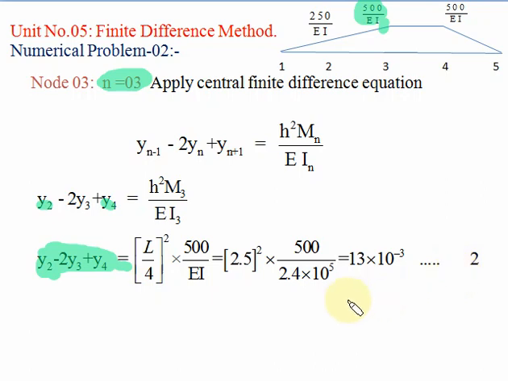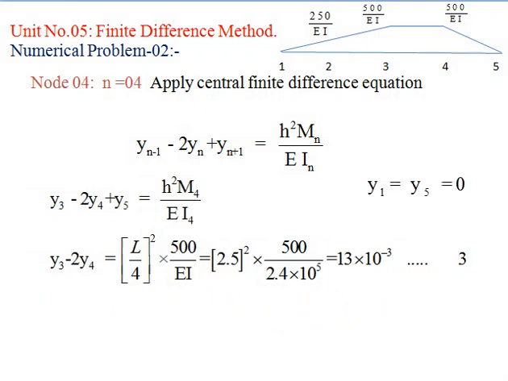Now the next step is to apply the central finite difference equation to node number 4. So here the value of n will be equal to 4: y(4-1), which is y3, minus 2y4, plus y(4+1), which is y5, equals h square M4 upon EI4.